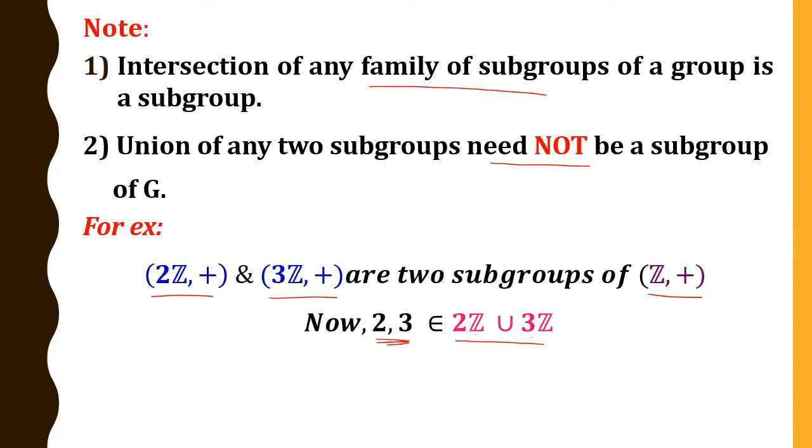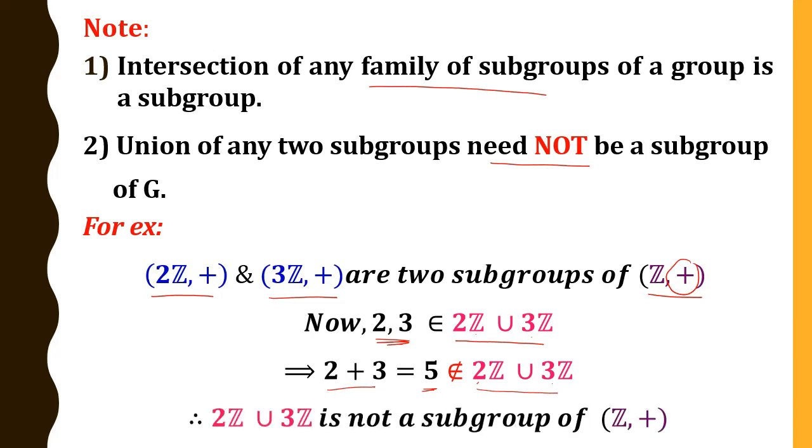Now what is the binary operation? Binary operation is addition, so we shall consider 2 plus 3. What is 2 plus 3? 5. 5 doesn't belong to 2Z union 3Z because 2Z union 3Z contains multiples of 2 and multiples of 3, but it doesn't contain 5. Therefore, closure law is not satisfied. Therefore, 2Z union 3Z is not a subgroup of Z under addition.